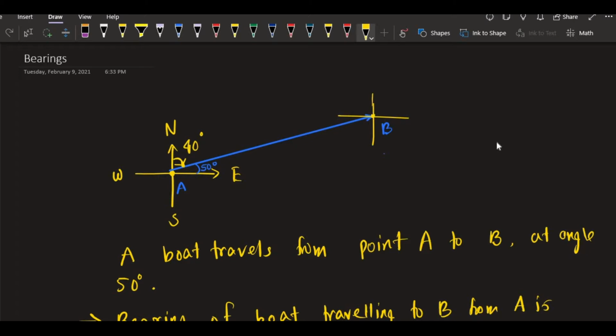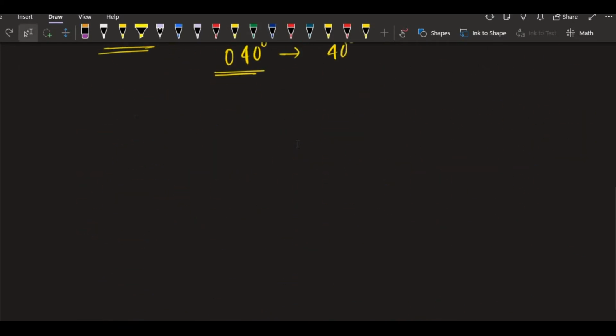You can tell that it is taken from the north. The 'taken from the north' part is very important. Taken from north. Let me write it down here. So, important: bearing is the angle taken clockwise from the north.